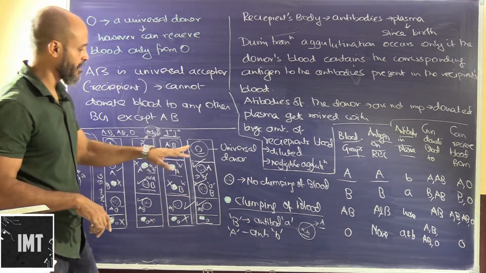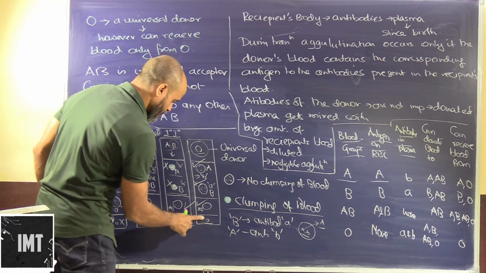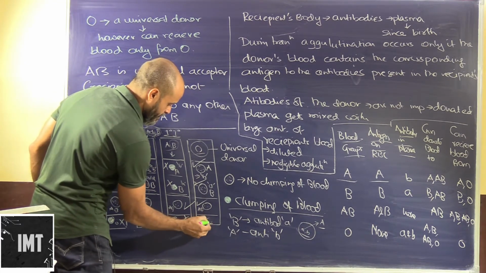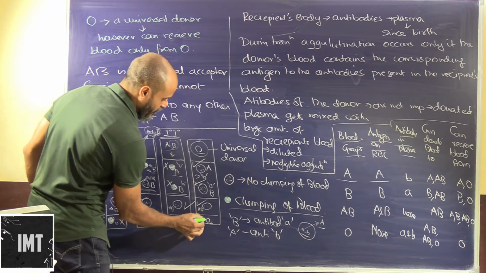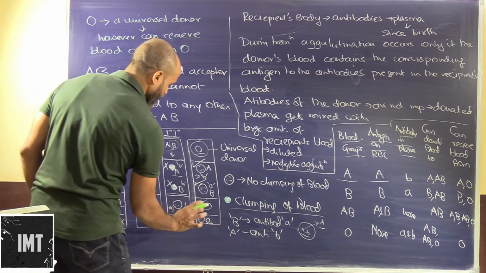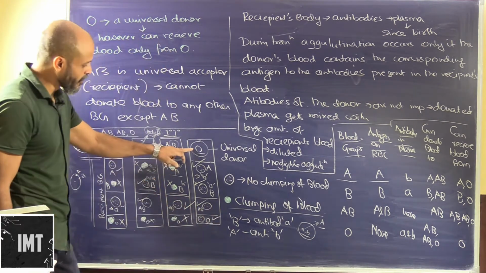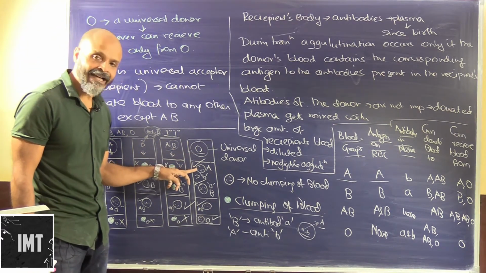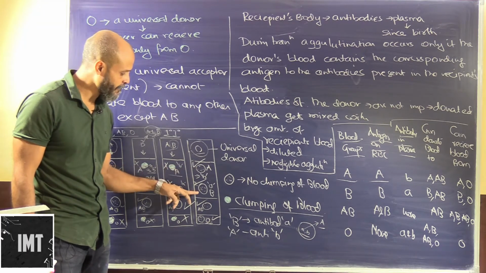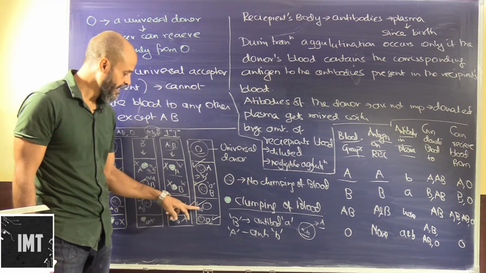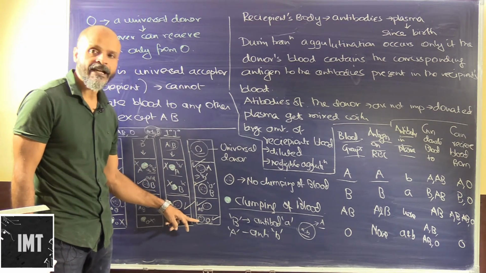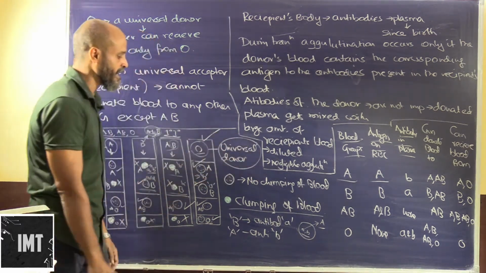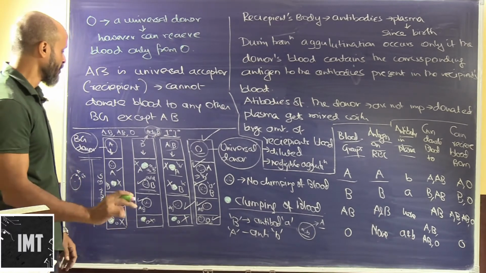Okay, yes, I'm so sorry, this will be very much acceptable. This is O, so no antibodies and antigens. Yes, this will also result in no clumping of blood. So if you look, the person who has got O blood group can give safely blood to A, can give safely blood to B, can give safely blood to AB, and can give safely blood to O as well. So this person is known as a universal donor.